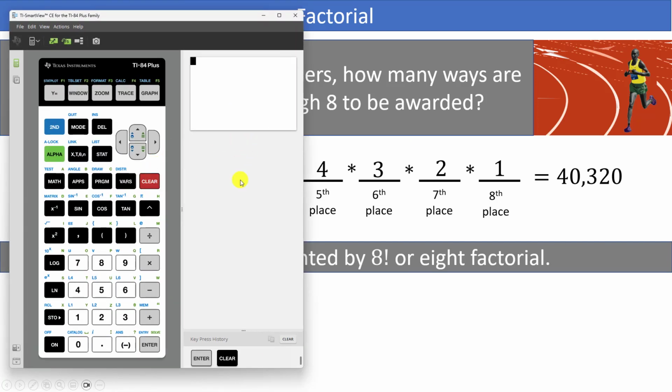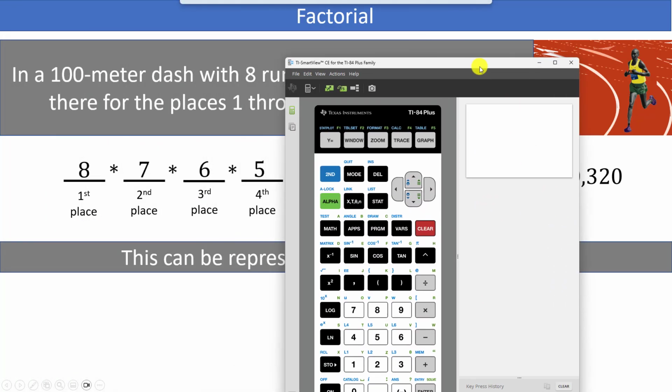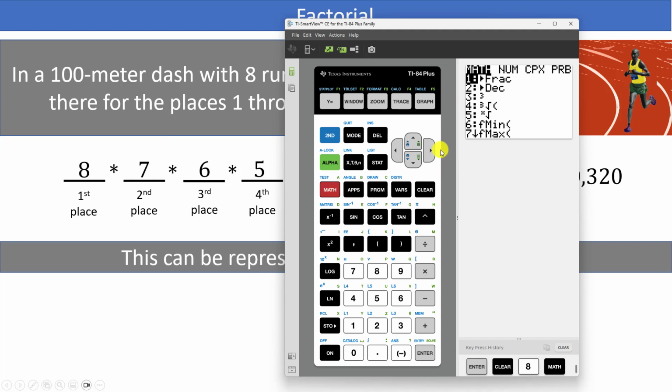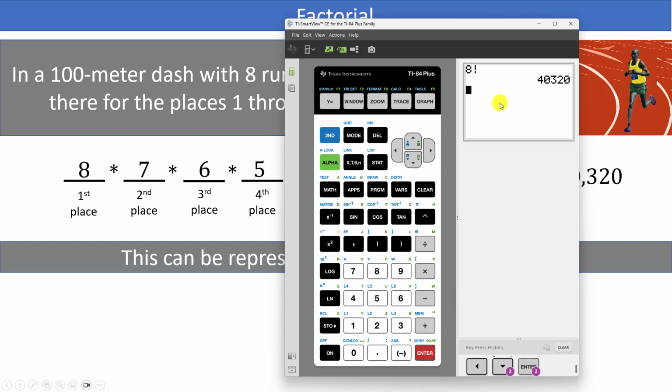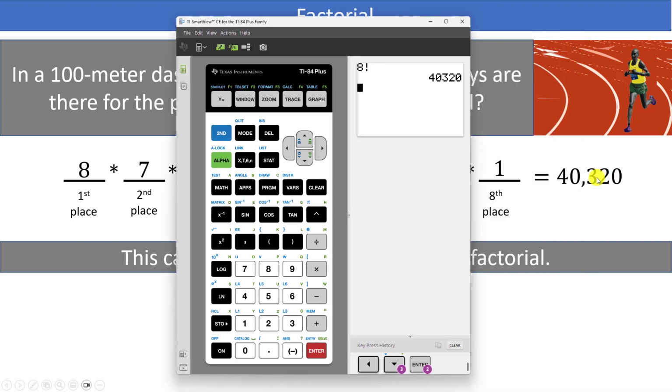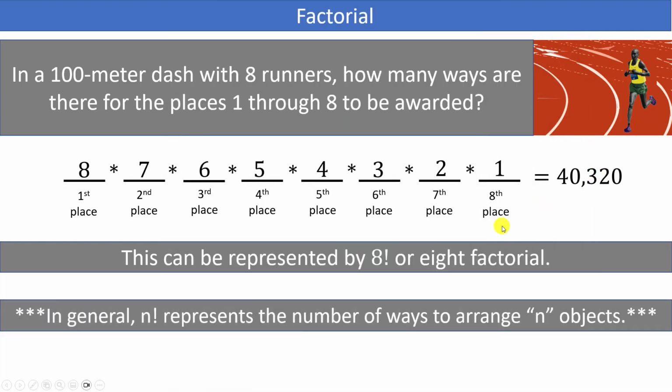If you have the TI-84 or 83 calculator, you can type in the number that you want to take the factorial of, so that would be 8. Press the math key, and then go over to the PRB, for probability, menu. I can scroll to the left to get there, and then choose option 4. That gives me 8 factorial, which is the same number that we had here, 40,320. Now, in general, what is this number actually calculating? Well, it's calculating the number of ways to arrange that many objects.